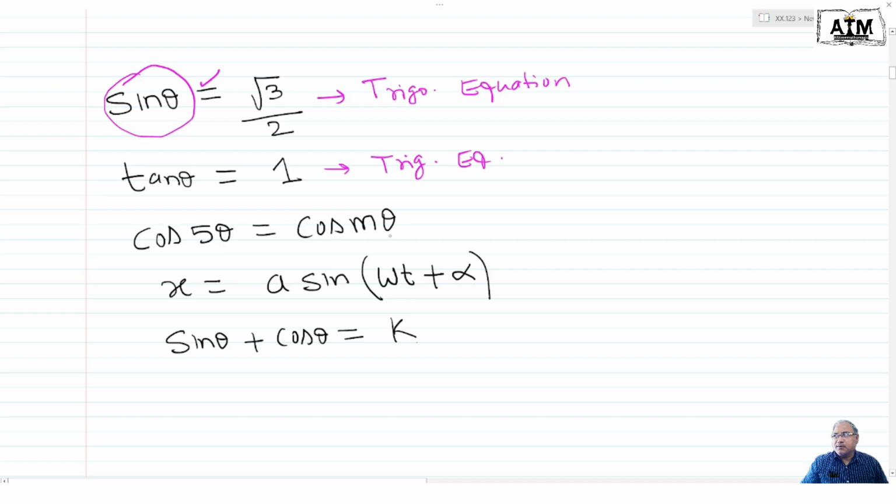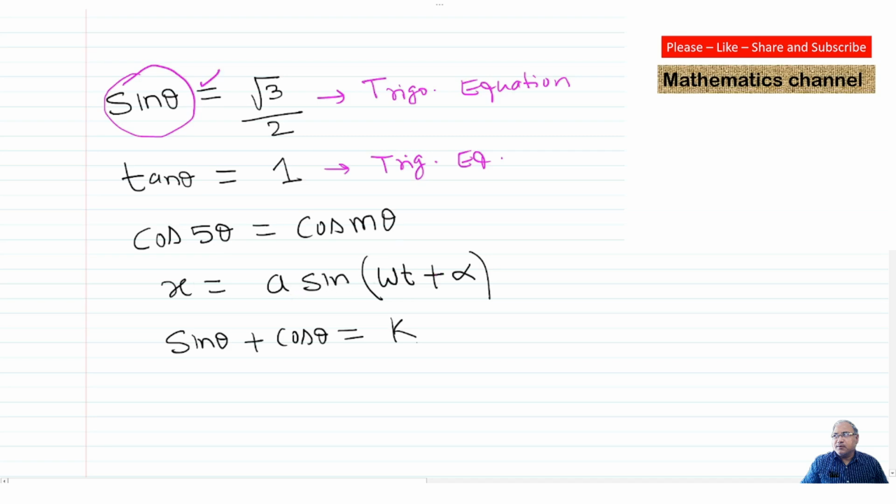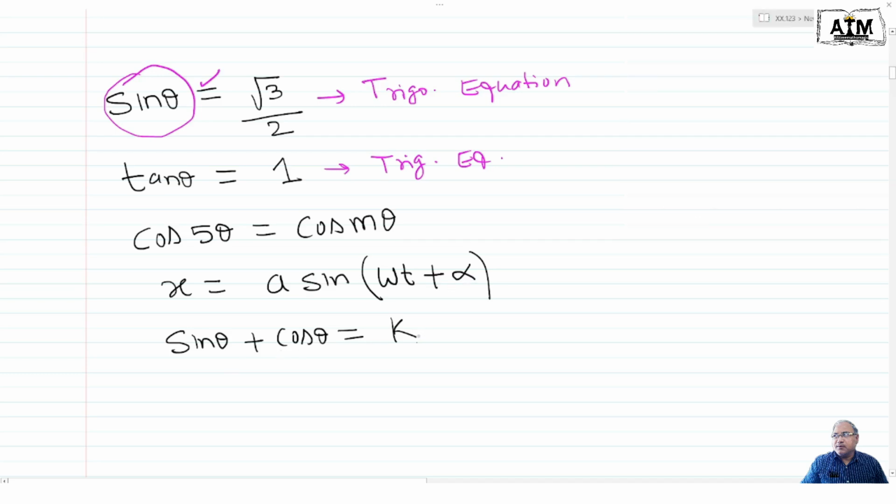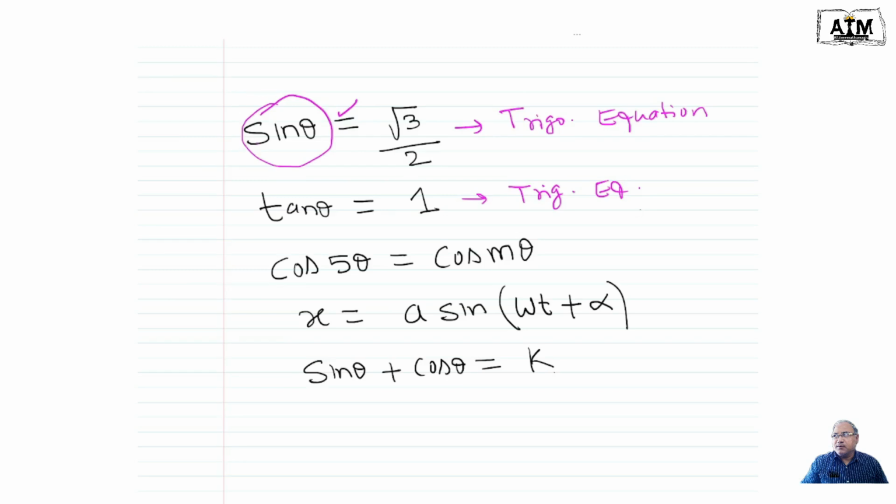Cos p theta equals cos m theta is also a trigonometric equation. X equals a sin of omega t plus alpha is also a trigonometric equation. Sin theta plus cos theta equals k is also a trigonometric equation. In the first equation, only one trigonometric function is involved, whereas in the third one, cos p theta equals cos m theta, two trigonometric functions are involved. And in the last one, sin theta plus cos theta equals k, two trigonometric functions are involved as well.